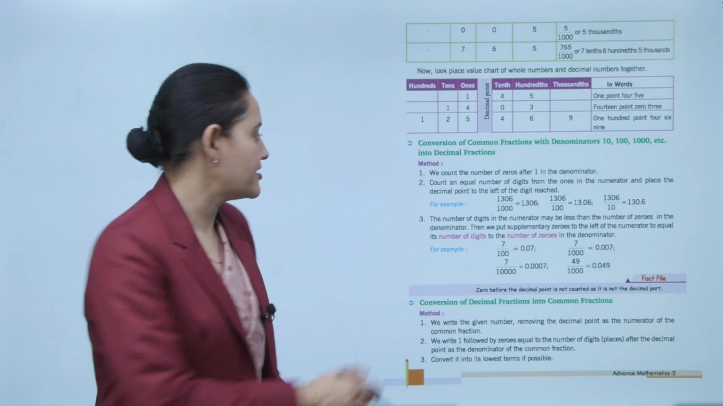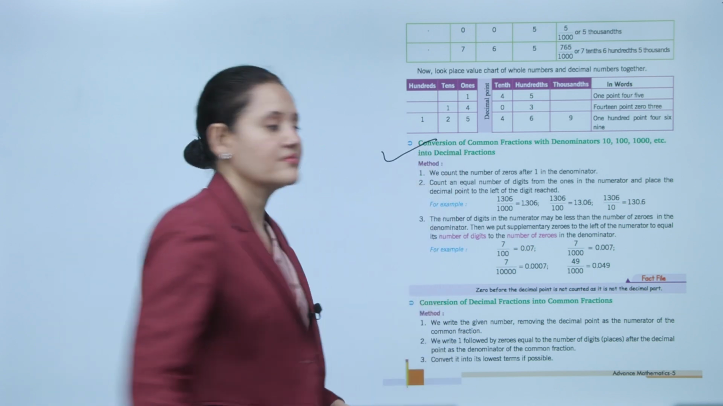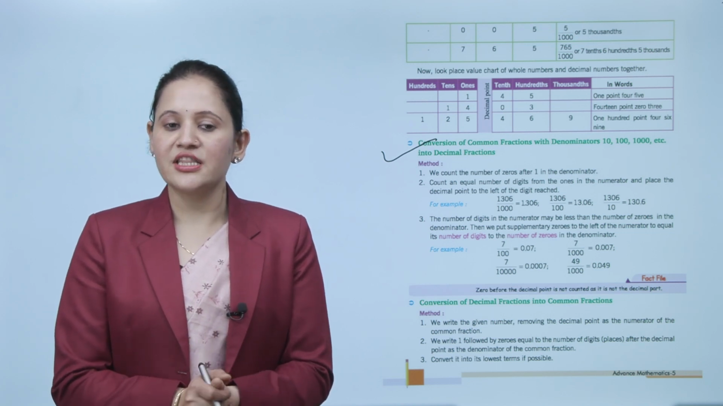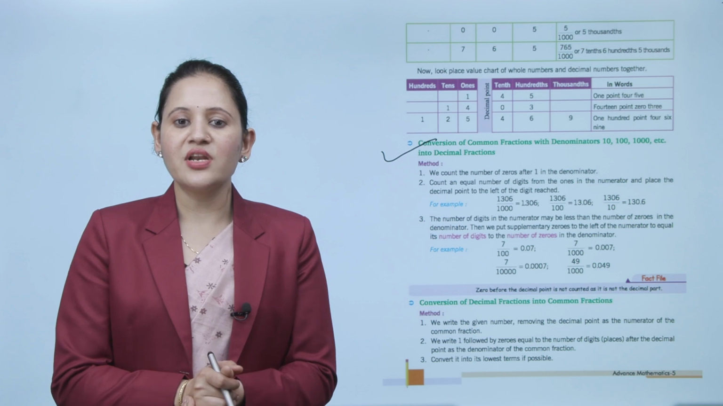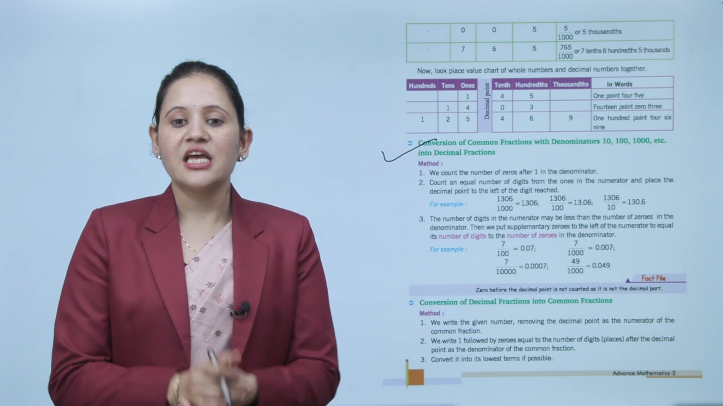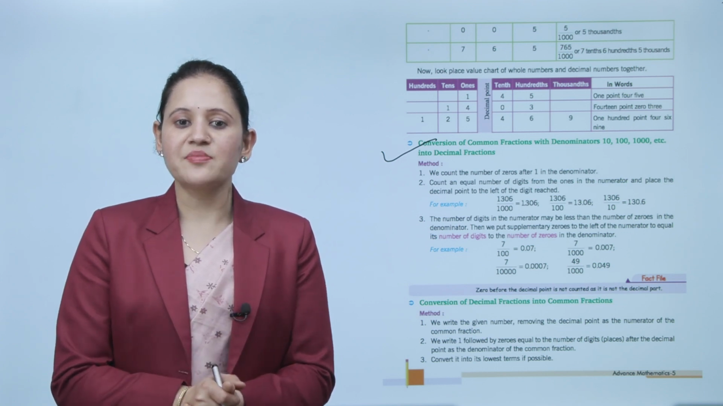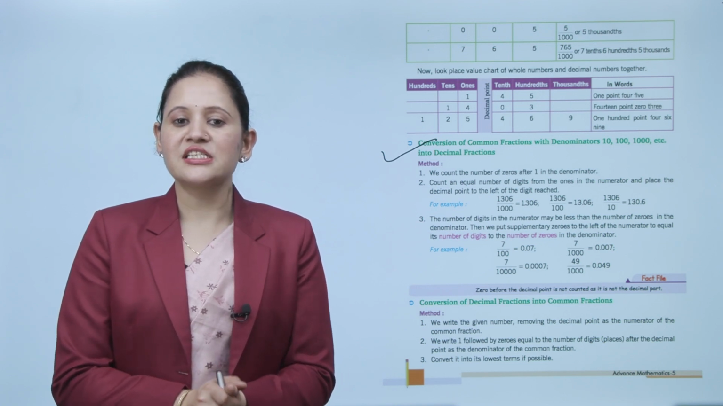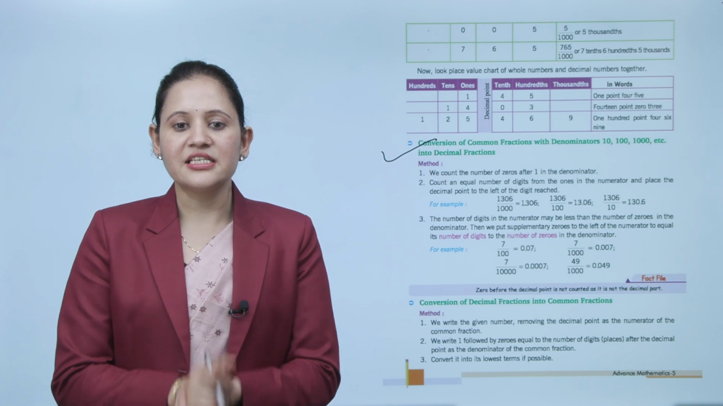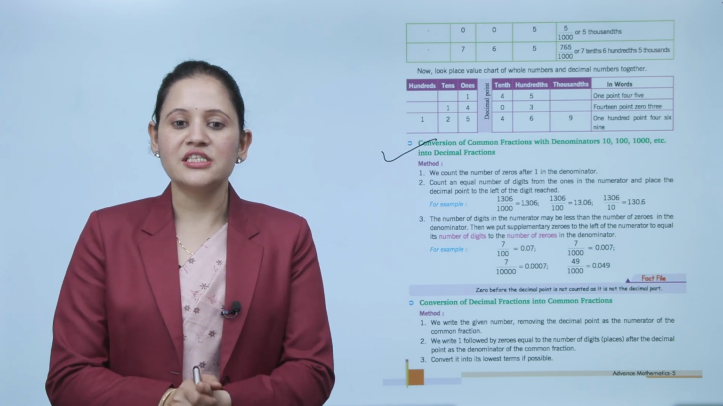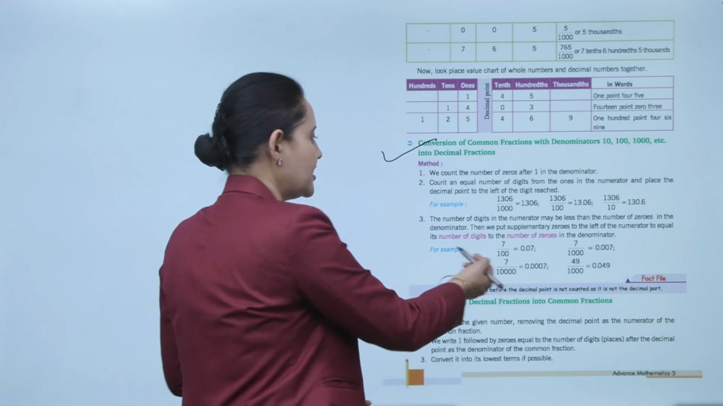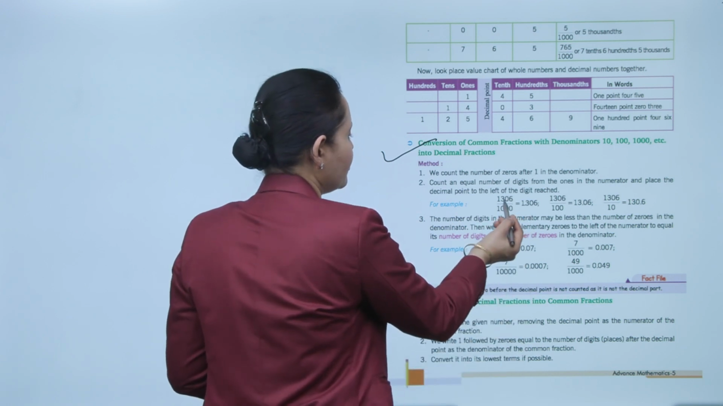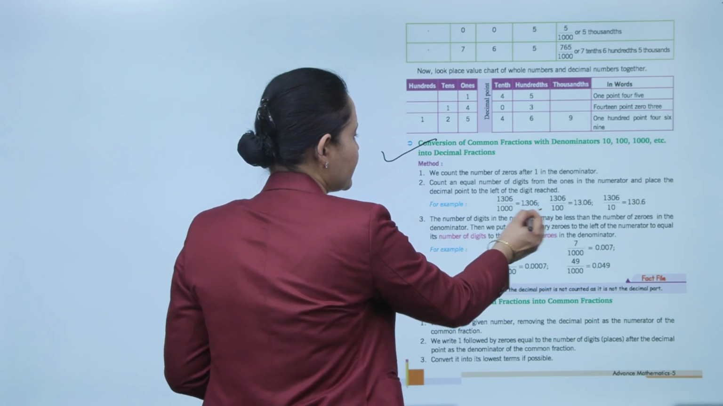Next is conversion of common fractions with the denominator 10, 100, 1000, etc. into decimal fractions. So the method is, we count the number of zeros after 1 in the denominator. Count an equal number of digits from the ones place in the numerator and place the decimal point to the left of the digit reached. For example, 1306 divided by 1000 is equal to 1.306. So there are 3 digits. So start from the right hand side. After 3 digits, 1, 2, 3, we will place the decimal. Clear?